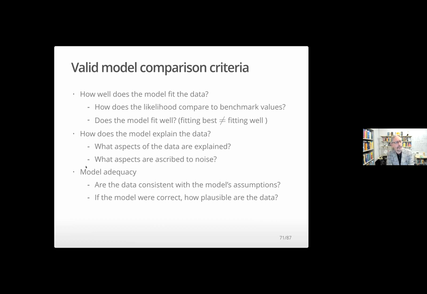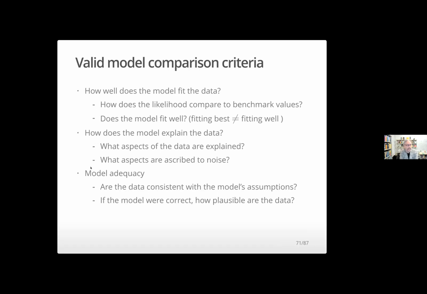And then there's the question of, does the model fit well? Acknowledging that the best fitting model is not necessarily a model that fits the data well. Much more important, I think, than just quantifying how well the model fits the data is how does the model fit the data? So which aspects of the data are explained and which aspects of the data are ascribed to noise? This goes back to the observation I made at the very beginning, that the function of the model is to identify and quantify the relative importance of the various discrepancies. And so that's what we're looking at here.